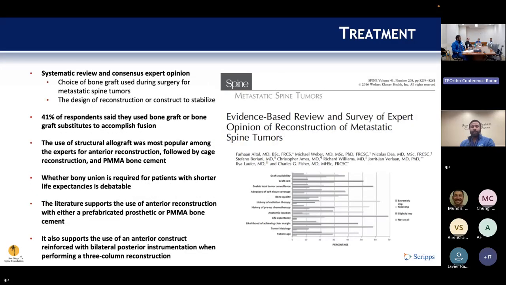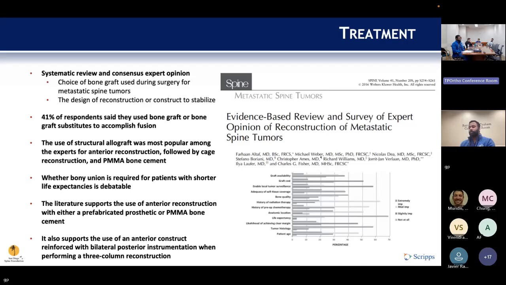Here's an expert opinion and systematic review of some important factors during spine tumor surgery, including choice of bone graft and construct design. About 40% said that they used bone graft to accomplish their surgery, and the most common was a structural allograft for anterior reconstruction. Surgeons were also using cages and cement as well. Interestingly, the concept of bony union was rather debated in terms of whether or not it's an important thing to strive for in your constructs in treating these patients.